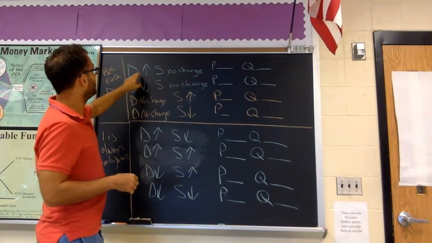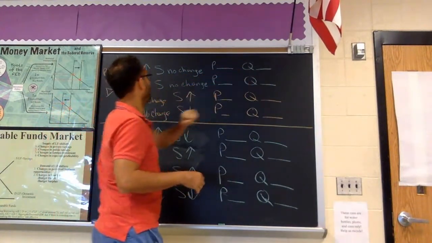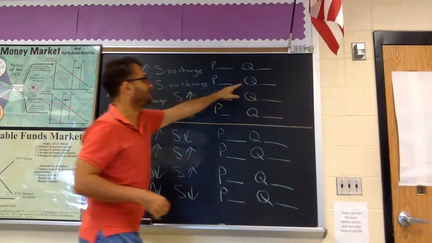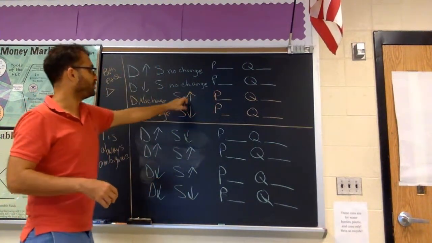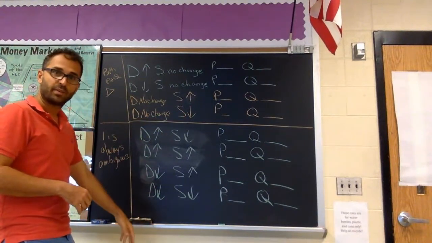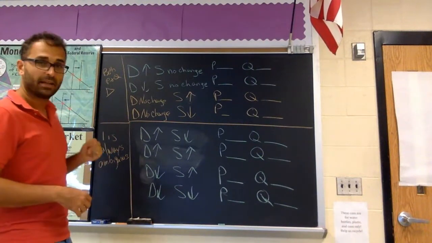So what happens when demand increases but supply has no change? What happens to P and Q? What happens to demand when it decreases? Supply no change. What happens to P and Q? Demand no change, supply up. Demand no change, supply down. And then the same thing as we go through. I'm going to come back to this in a minute, so take a pause and copy it down in your notebook right this second.